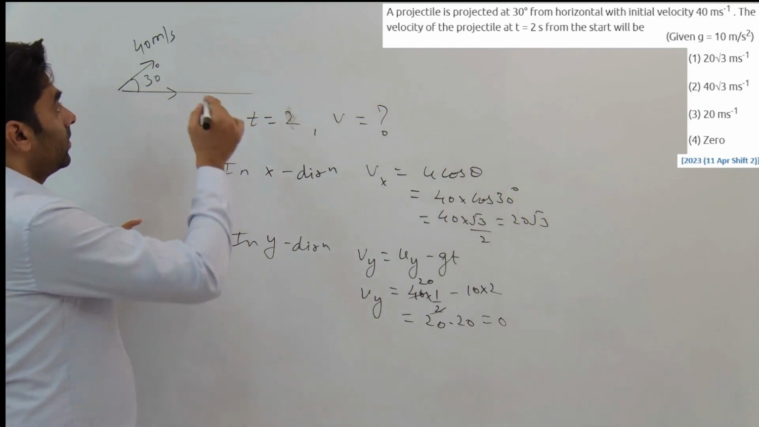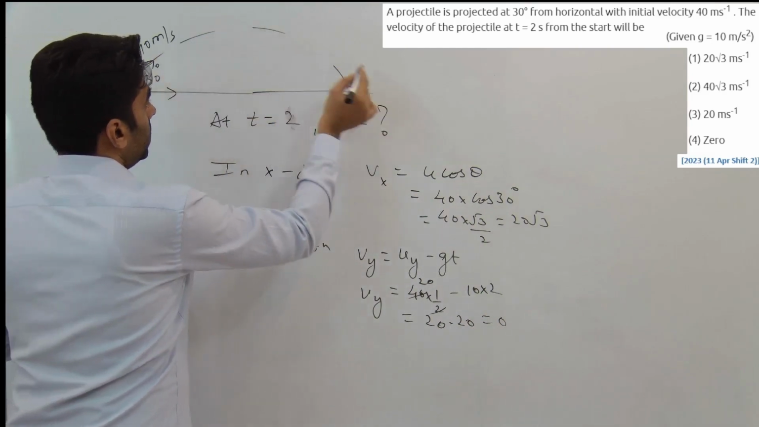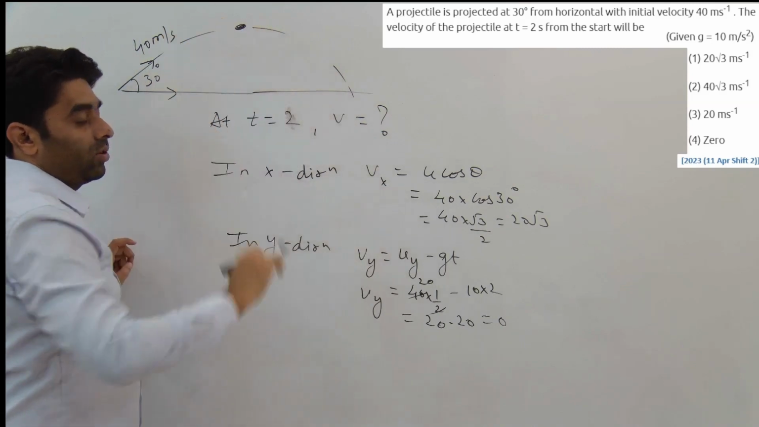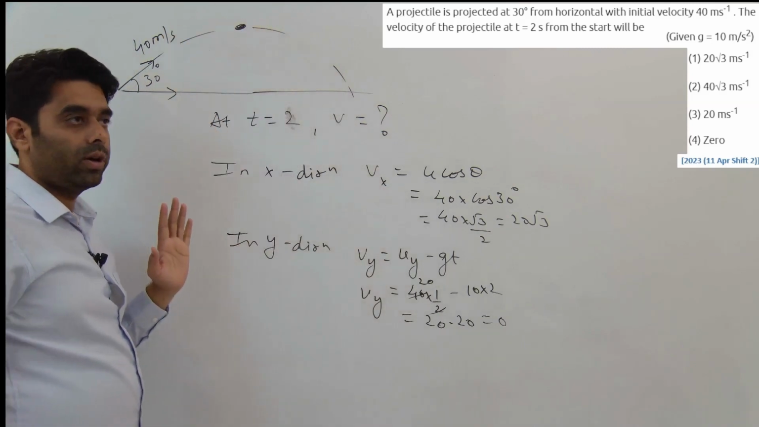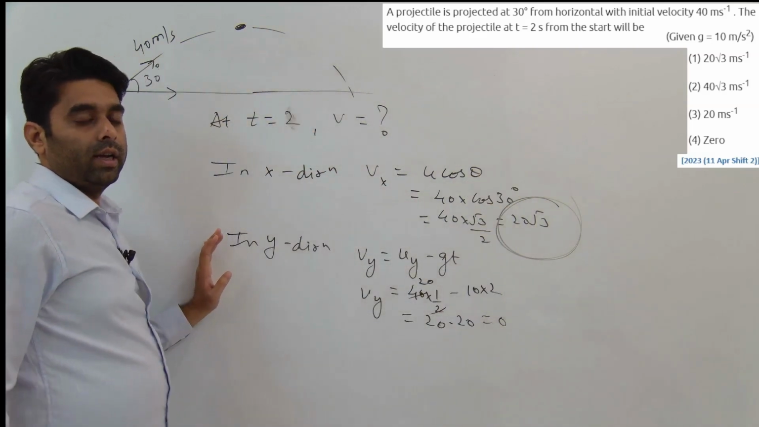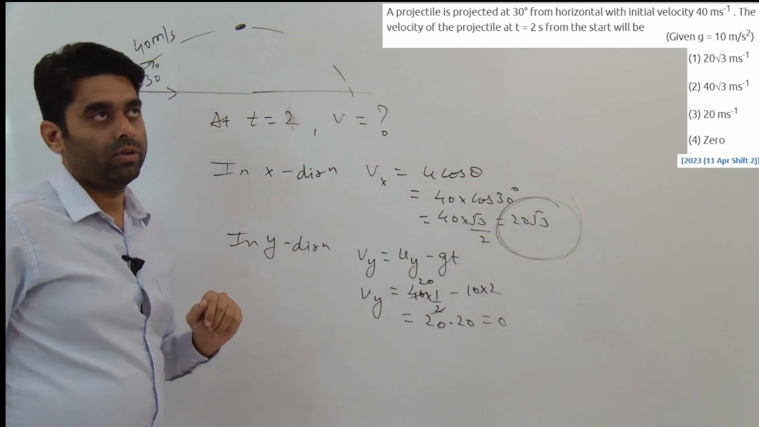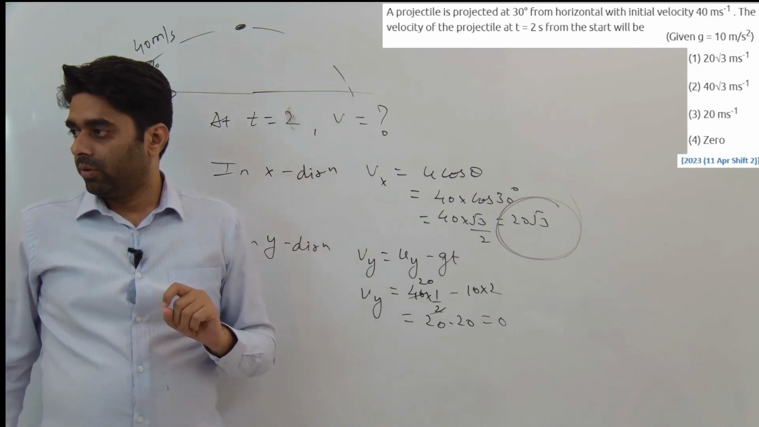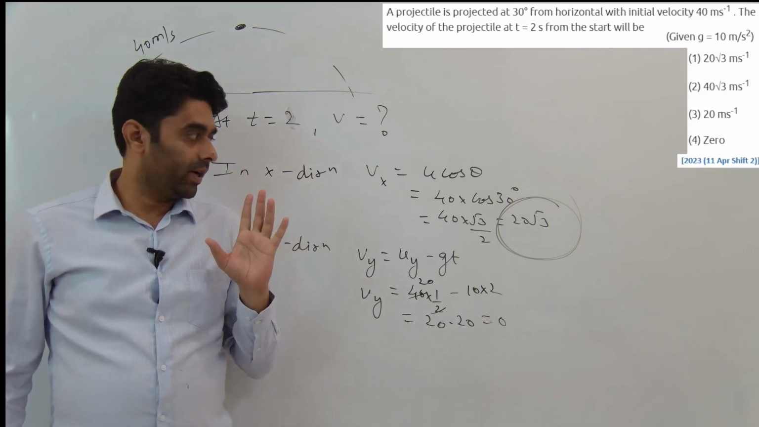That implies this particle at t equals 2 seconds is at the topmost point. Anyways, we want the velocity. So only you will have your 20 root 3 as the net velocity, only the x component velocity. So what is our answer? It will be 20 root 3, option number 1, right?